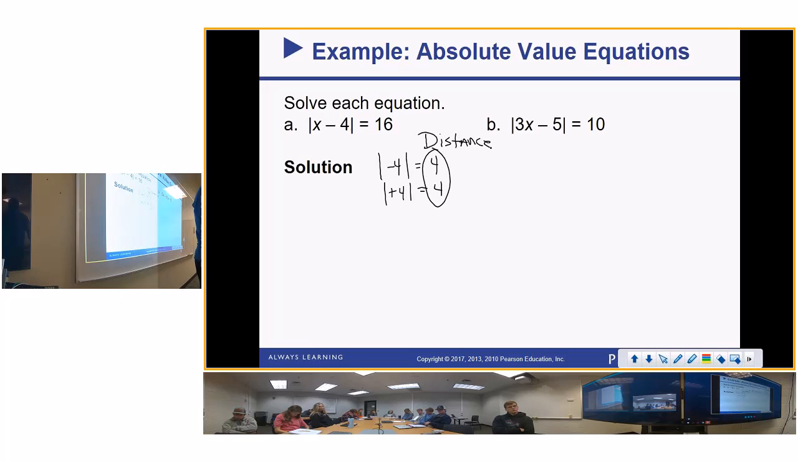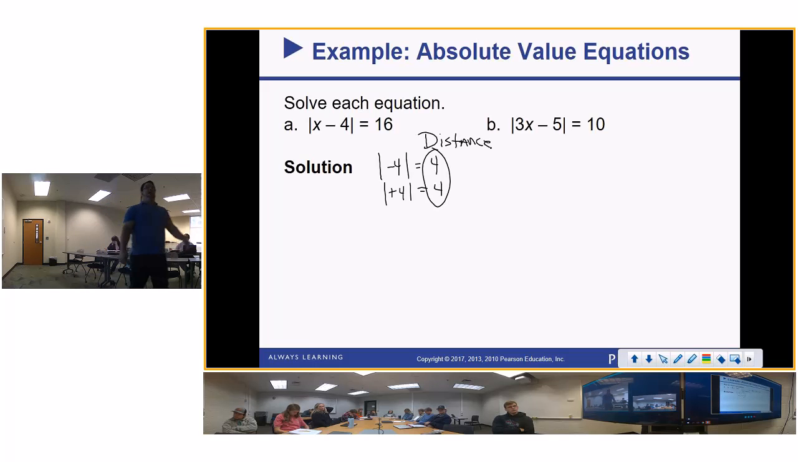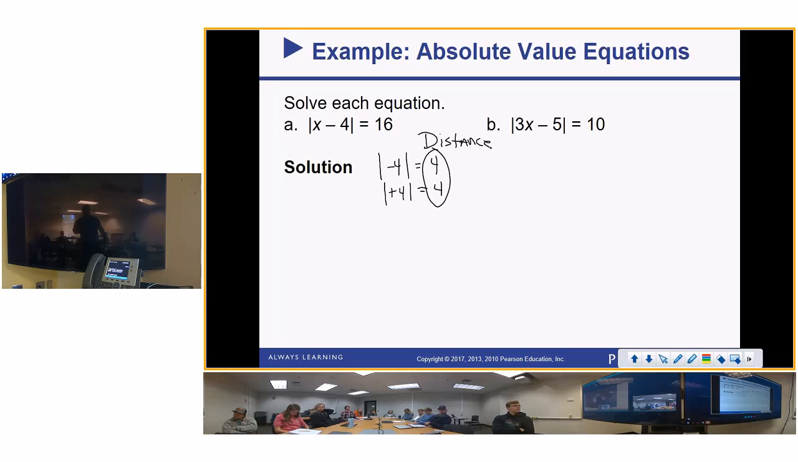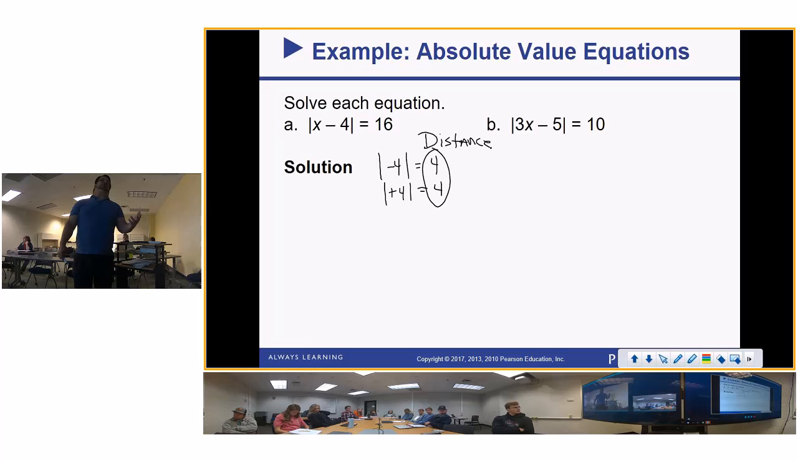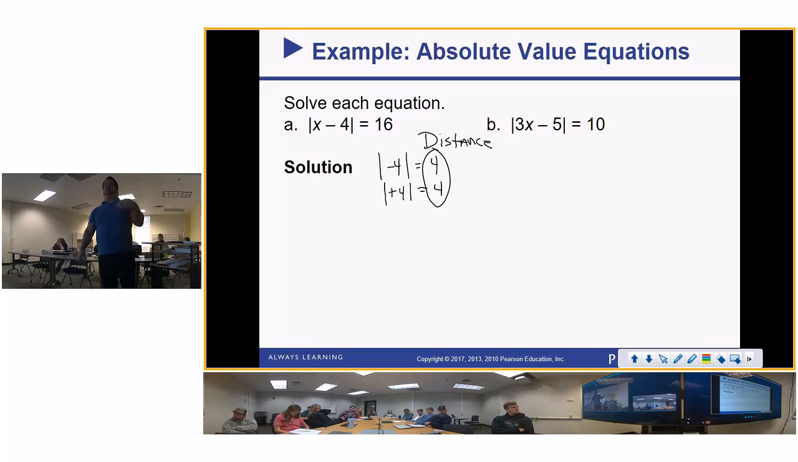Positive or negative. How many of you have traveled down the highway and saw a road sign that said Atlanta positive 200 miles or negative 200 miles? You never have seen that because distance is never positive or negative.